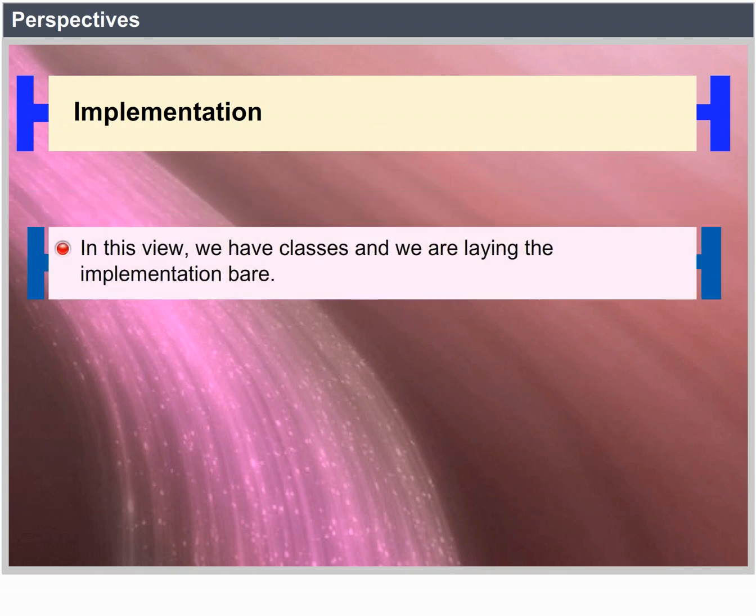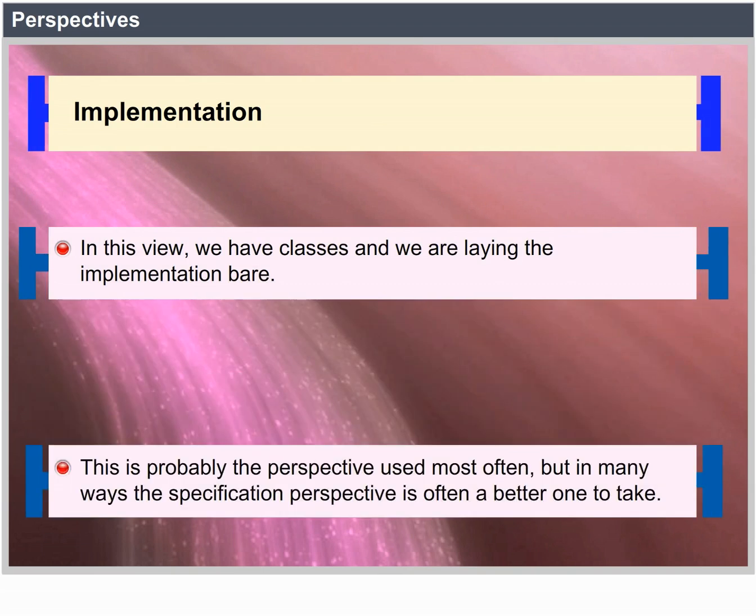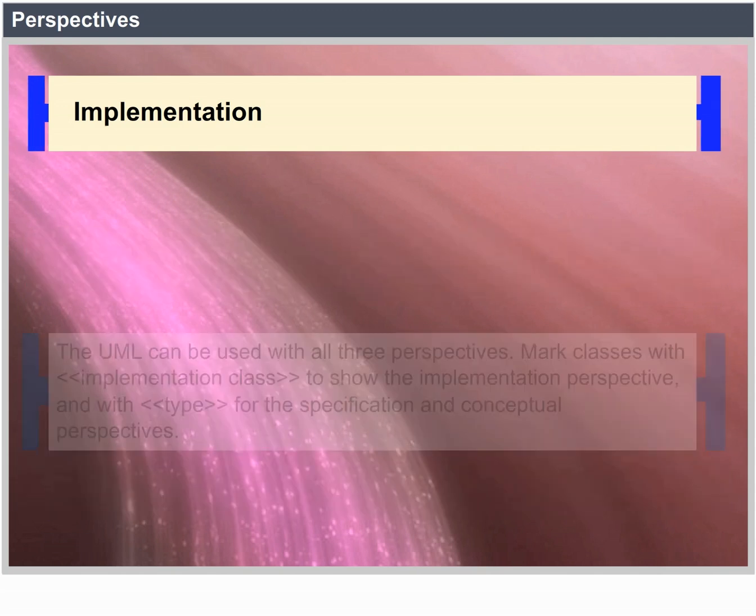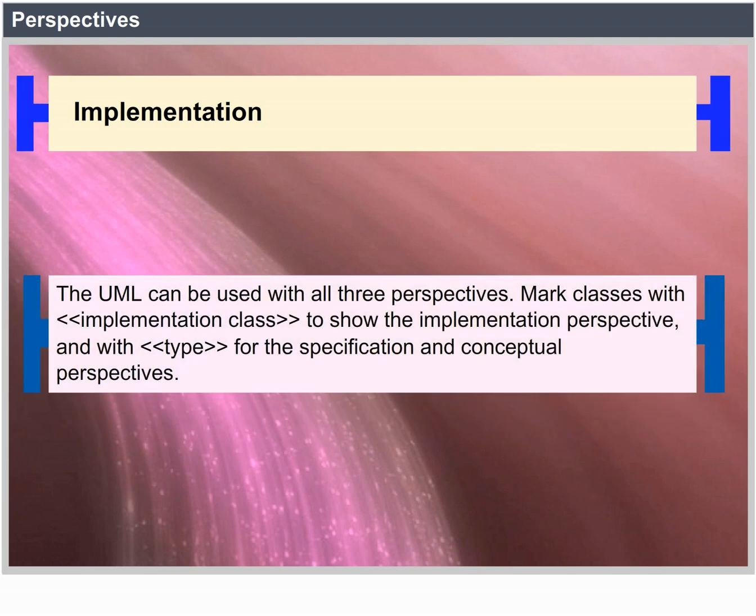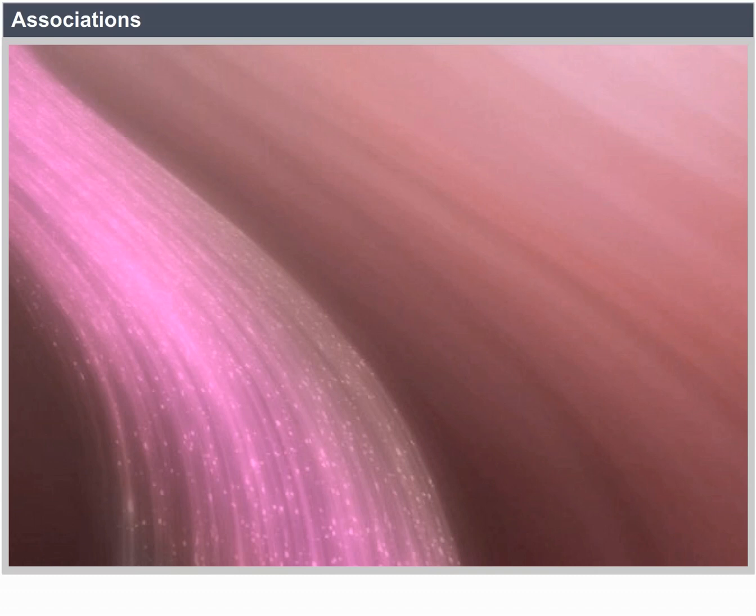Implementation. In this view, we have classes and we are laying the implementation bare. This is probably the perspective used most often, but in many ways, the specification perspective is often a better one to take. The UML can be used with all three perspectives. Mark classes with implementation class to show the implementation perspective and with type for the specification and conceptual perspectives.